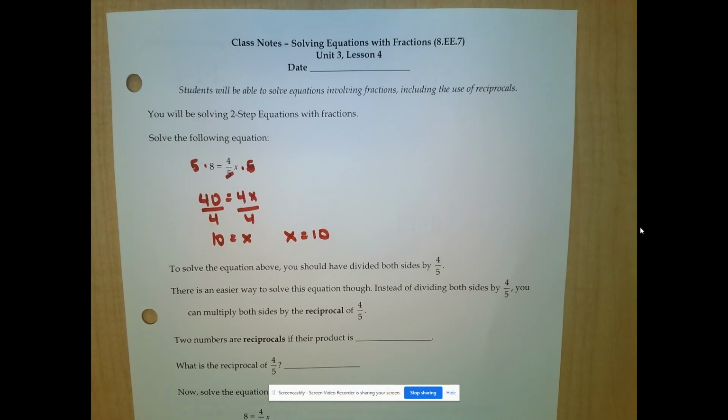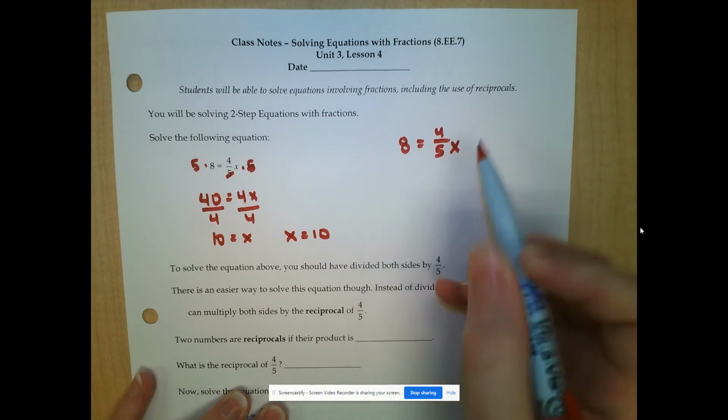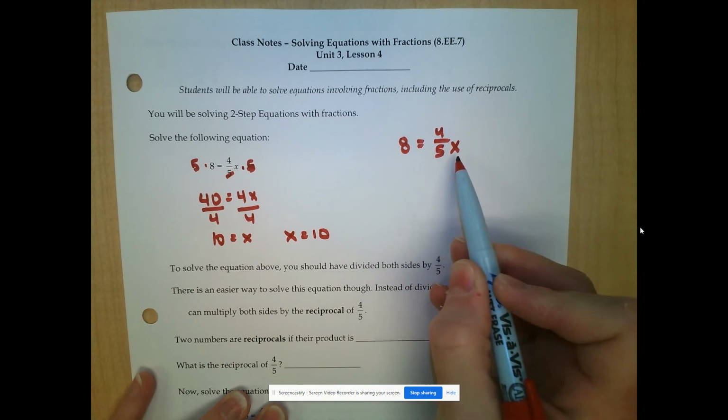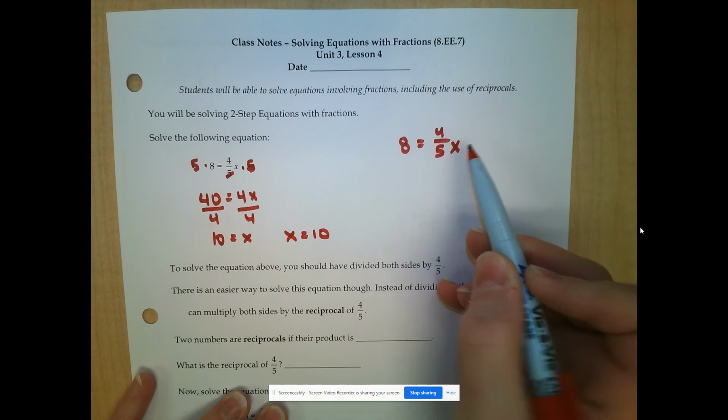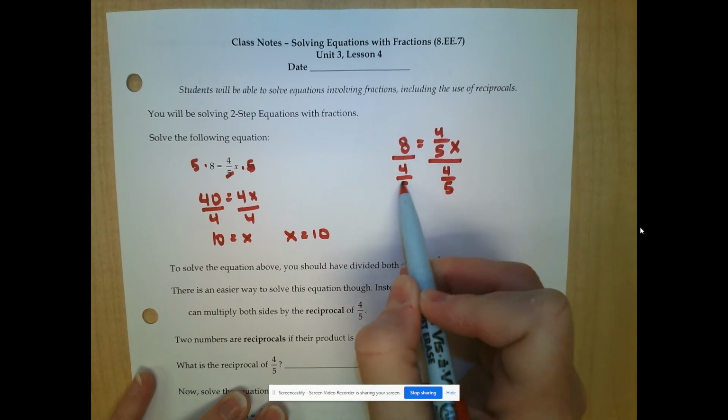So that's what we're talking about today. To solve the equation above, you could have divided both sides by 4/5. So 8 equals 4/5 x. Do you notice how this is also read as multiplication, 4/5 times x? So I could divide this side by 4/5 and divide this side by 4/5.